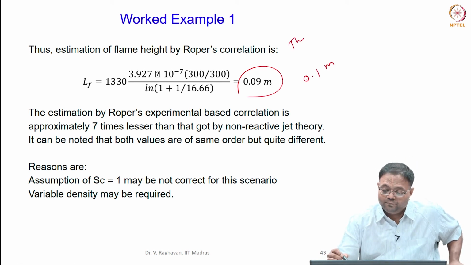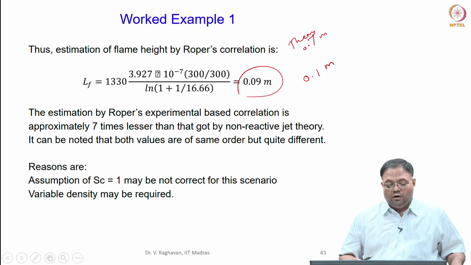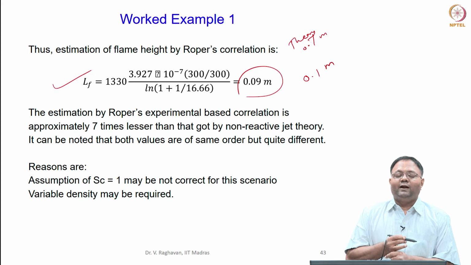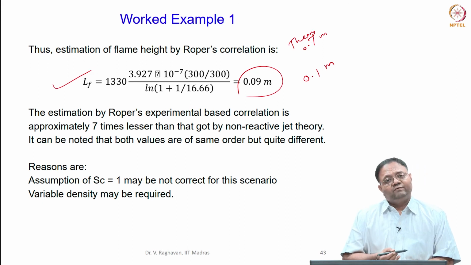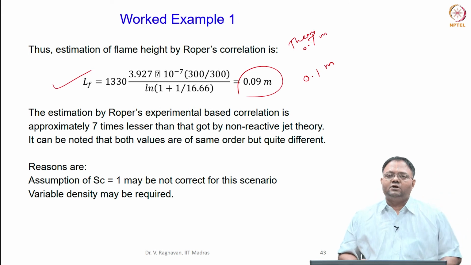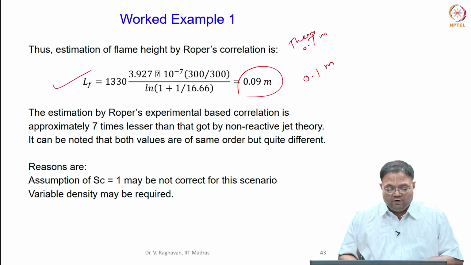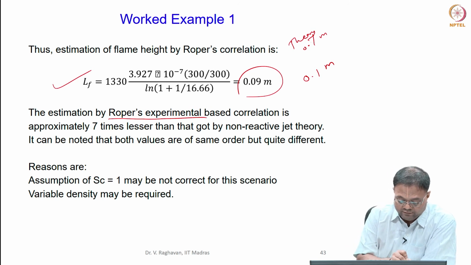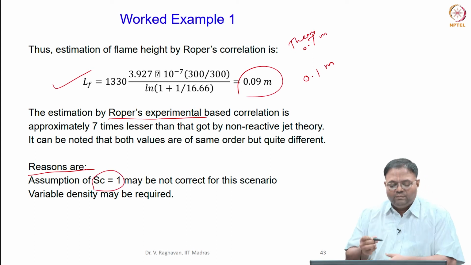From the theory, it is 0.7 meter, 0.66. So, you are getting about 7 times lesser from the correlation. What is the possible reason? The Roper correlation should be correct because this is experimental data. Several experiments have been done and data is got here. So what is the discrepancy? This discrepancy is due to what? The reasons are... this may not be always correct.